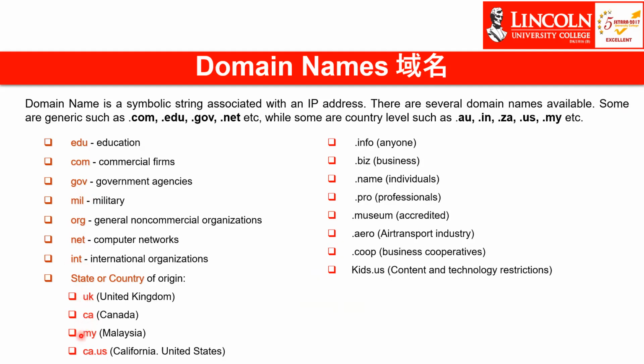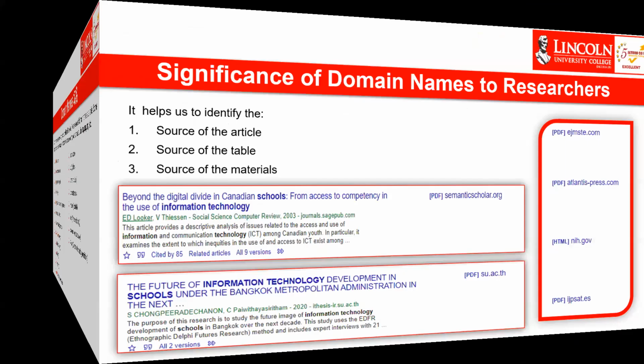.ca, Canada. .my, Malaysia. ca.us, this is California, USA. You can have some that are .info, .biz, .name, .pro, .museum, .aero, .coop, then .us. Now, what does this domain name actually signify? They signify the source of the material you are trying to access. Okay, so let me give you this from the next slide.